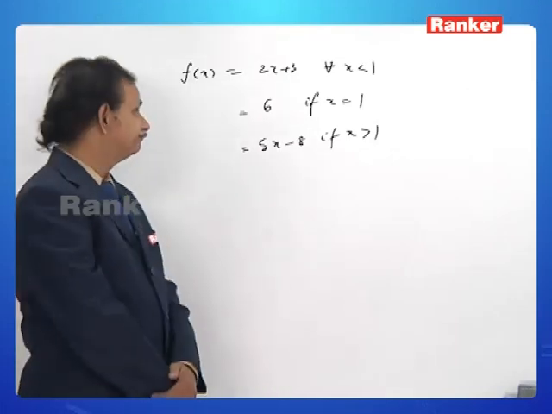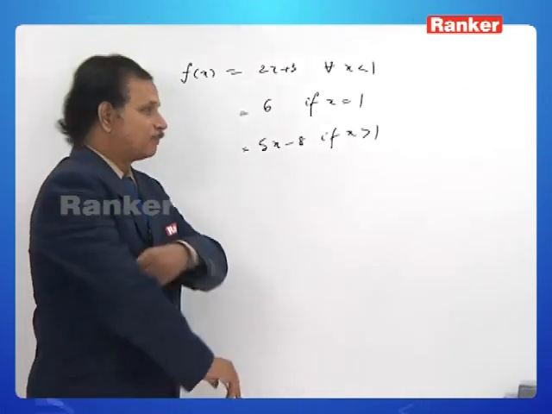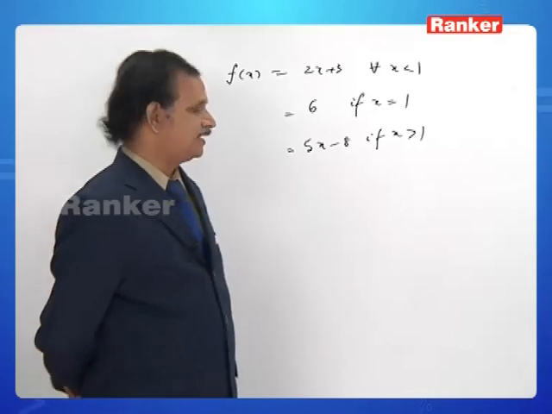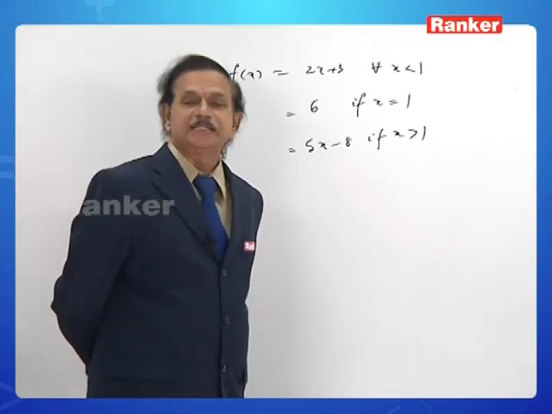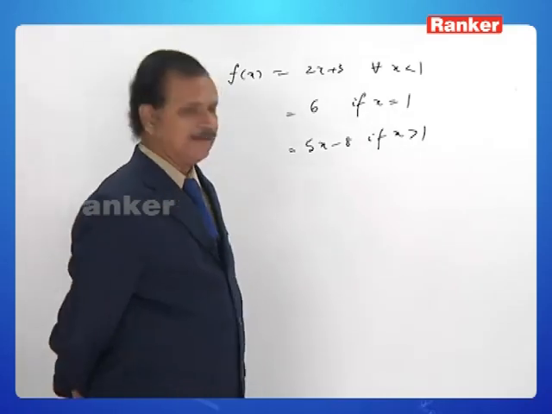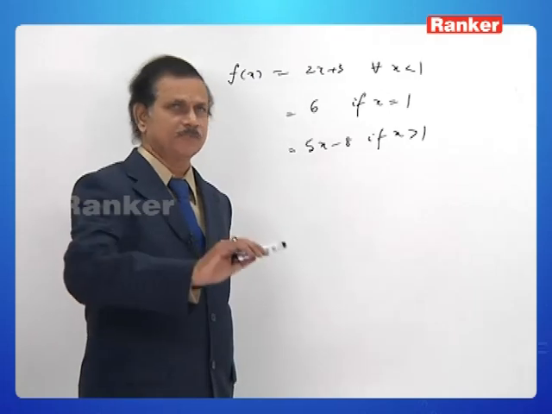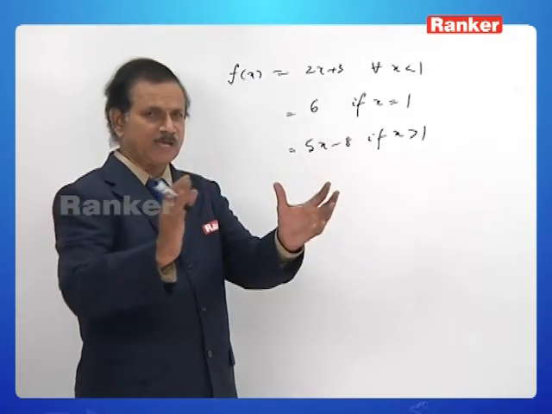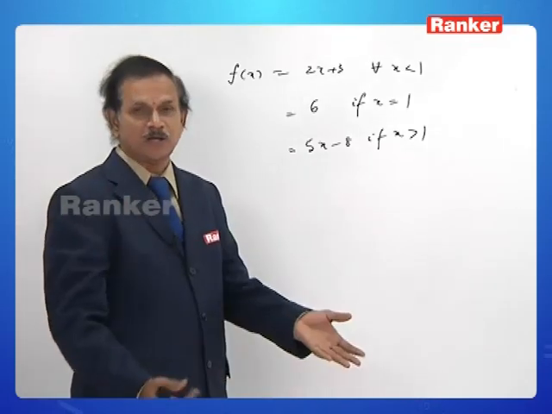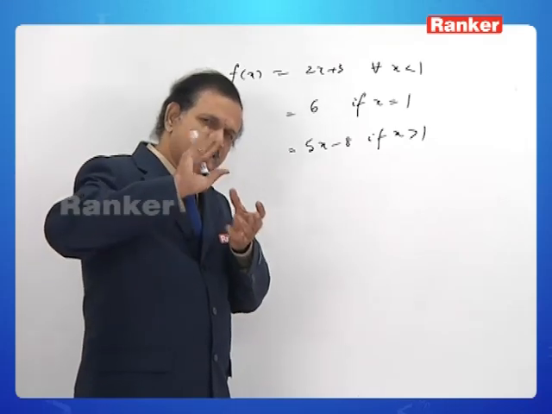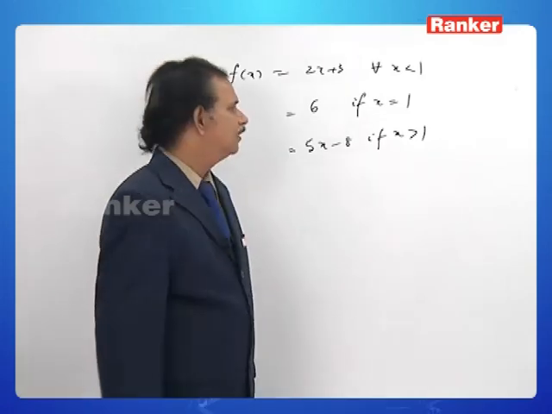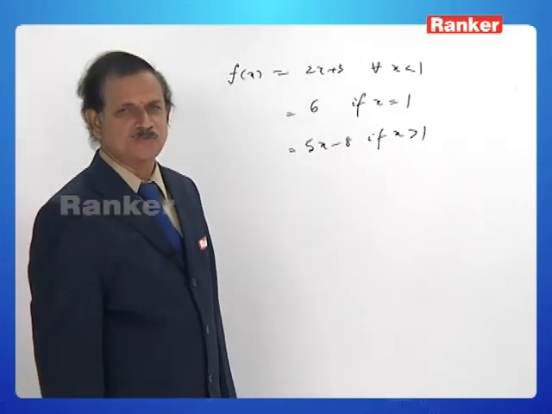Consider the function f of x equal to 2x plus 3 for all x less than 1, equal to 6 if x is equal to 1, and 5x minus 8 if x is greater than 1. And he is asking us about the derivability of the function f. You see, derivability means limit as x tends to 1 of f of x minus f of 1 by x minus 1. A big calculation is needed. You first of all check the continuity, because it can be said simply by observation itself. You check whether it is continuous at x equal to 1 or not.